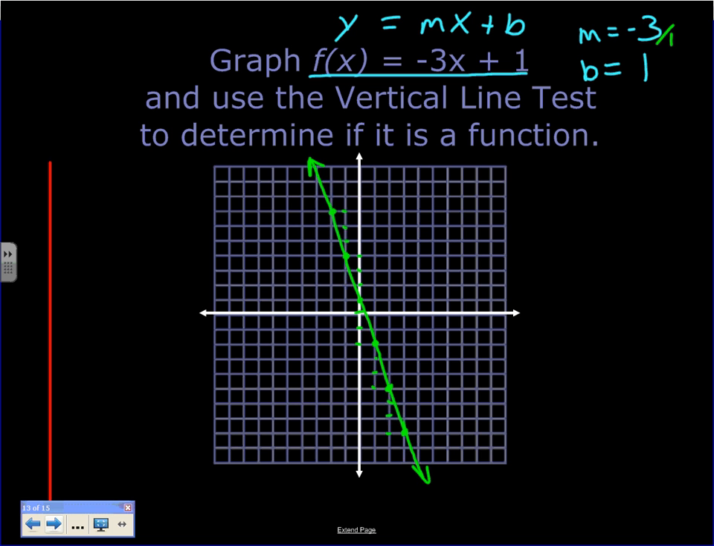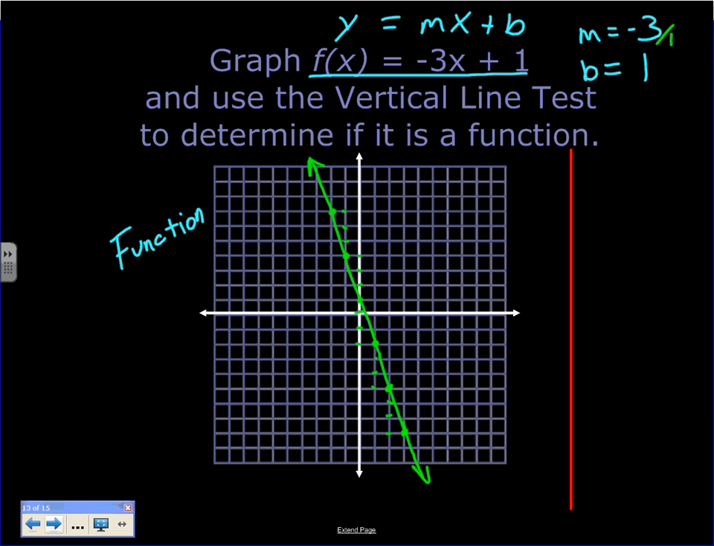So we're going to take our red vertical line over here, and we're going to drag it through. It touches the function at one point, still touching at one point. It only touches this function at one point all the way through. So therefore, f of x is equal to negative 3x plus 1 is a function.